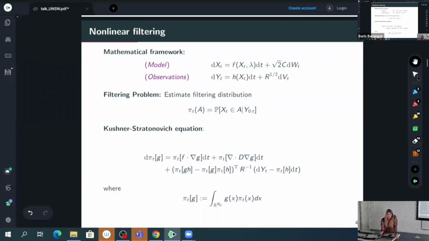Of course, in practice, we will have discretized versions of these. And often people consider, for example, in numerical weather prediction, discretized PDEs for the model, at least in numerical weather prediction.